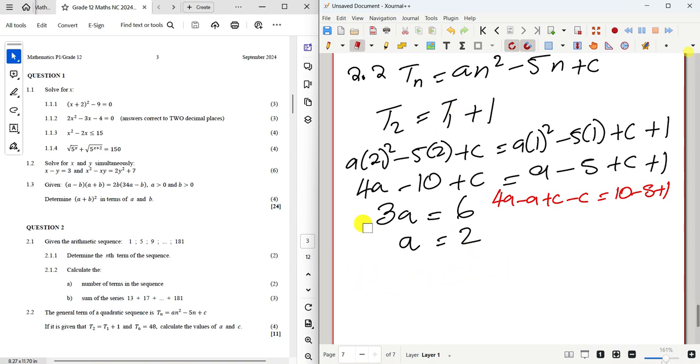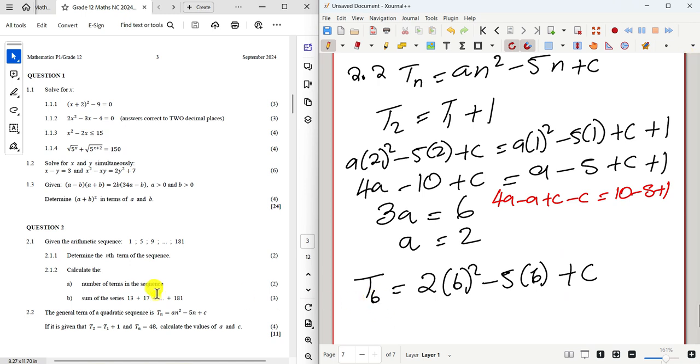So let's just now head on to T6. We also had T6. So let's now focus on T6 equals A is 2, then we put 6, and then minus 5 times 6 plus C. What is the value of T6? T6, they said it is 48.